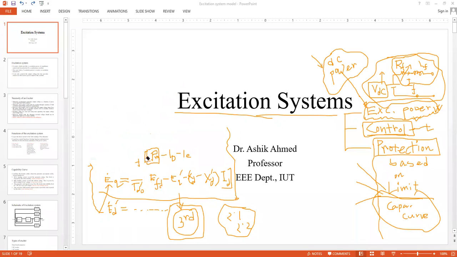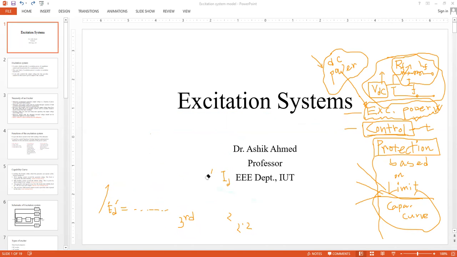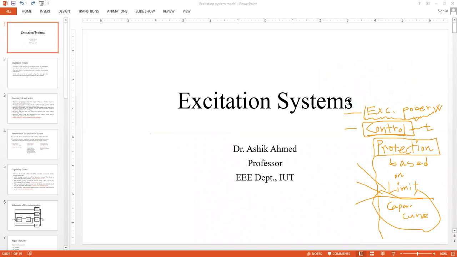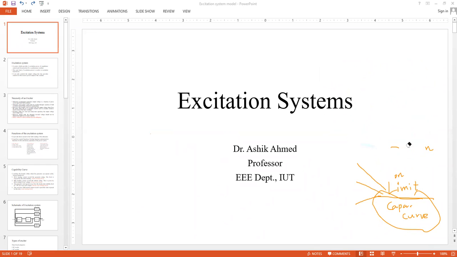So based on the difference in the ways of obtaining the power to the excitation circuitry and to have some control over the excitation power, there is a list of classification for the excitation system. Let's look into that. But the main thing we have to keep in mind is that ultimately the power that would be fed to the field of the synchronous machine should be DC. In some way we have to obtain DC power.